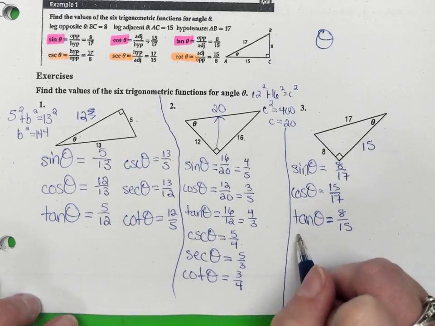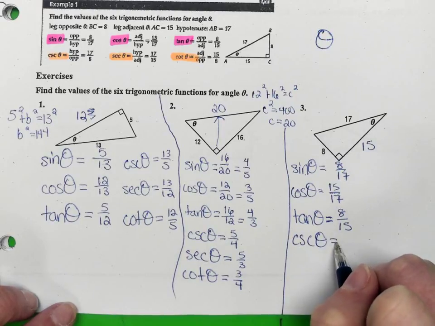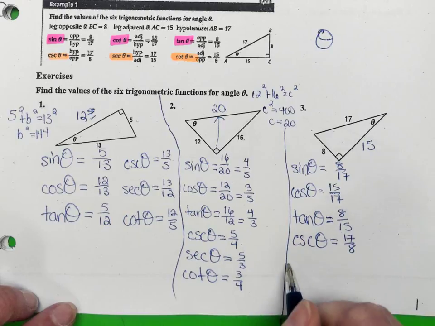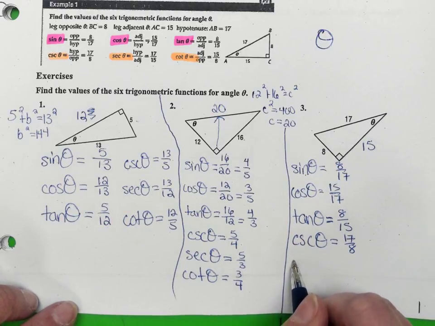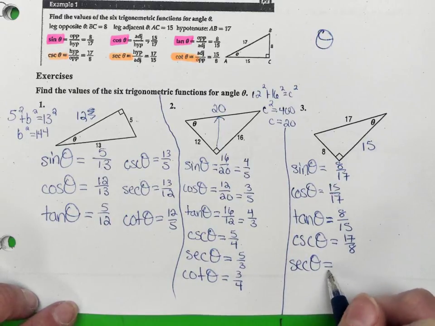Which one? Cosecant. And Michaela, what would be the cosecant? Perfect. All right, Gracie, what's the opposite of cosine? Secant. And Anthony, what would be your secant?